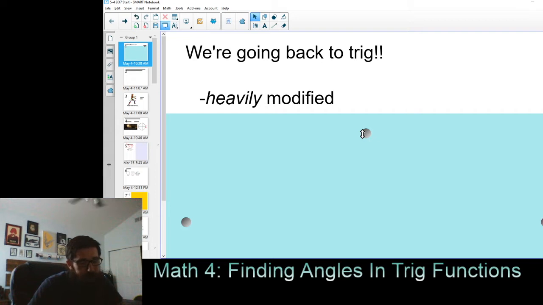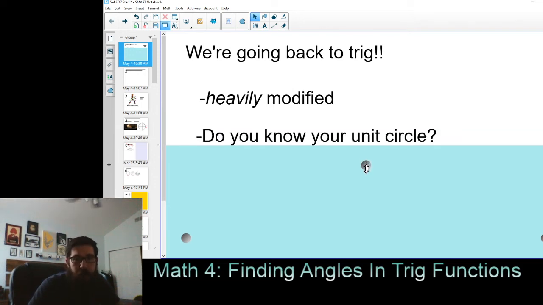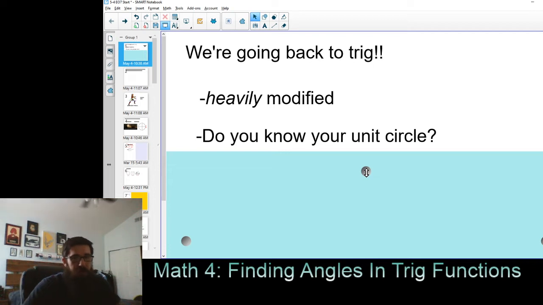Now, this is a very heavily modified version, so we're not going to be able to get anywhere near the depth that we normally would. That's okay. This question, do you know your unit circle, should seem somewhat familiar. I'm going to ask it a lot. The whole question is based off of the whole unit. Do you know that unit circle?